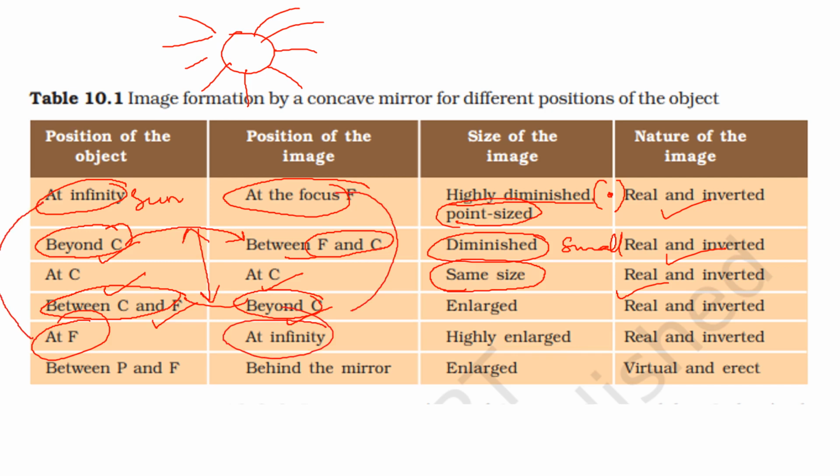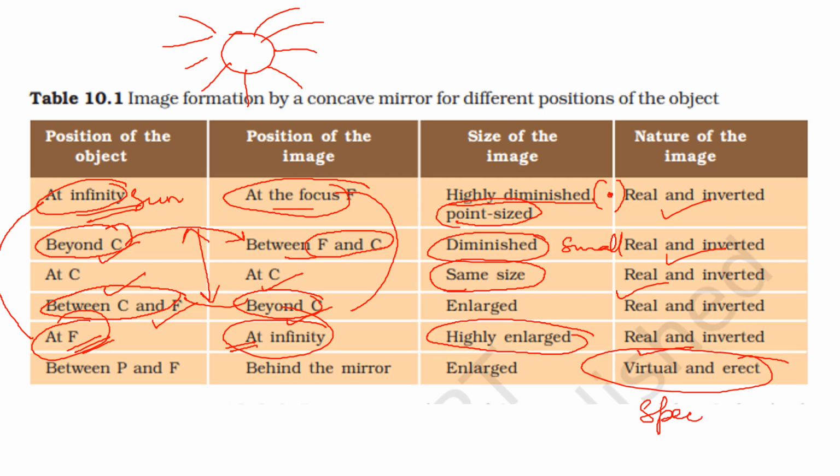First and last. When the object was at infinity, the image was formed at focus. So when the object is at focus, the image will be formed at infinity. The image is highly enlarged, very big, real and inverted. The special case was this. Only for one case it is giving the virtual and erect image, when the object is between pole and focus. Clear, my dear students?